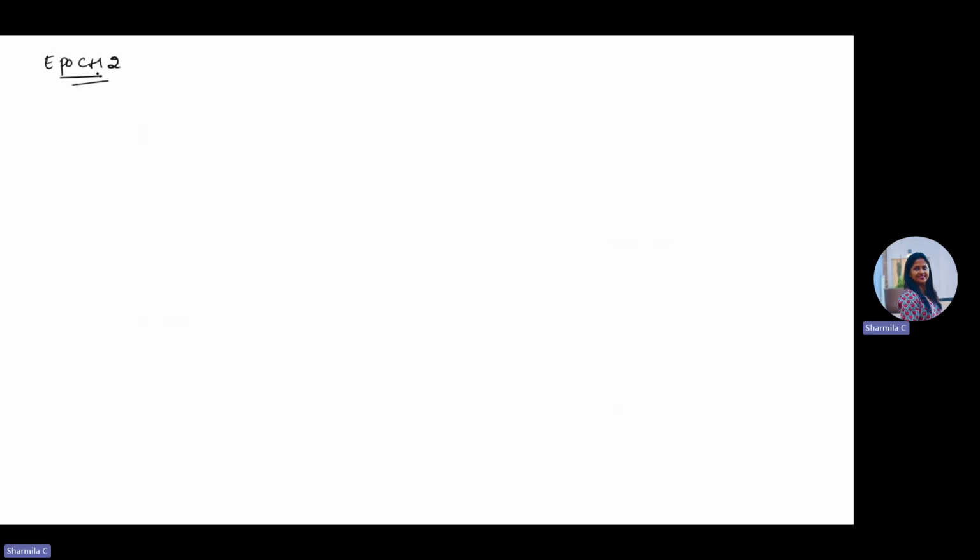Epoch 2. Now after epoch 1, what are the updated weights we have? That is W1 equals 0, W2 equals 0.1, and the bias value is 0. The learning rate will be as it is, that is 0.1. Now we'll take these values and start with epoch 2, that is the second iteration.